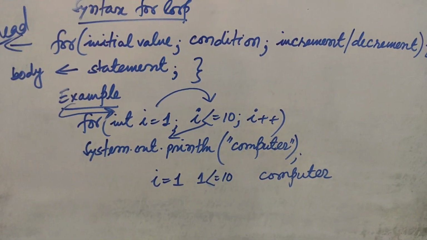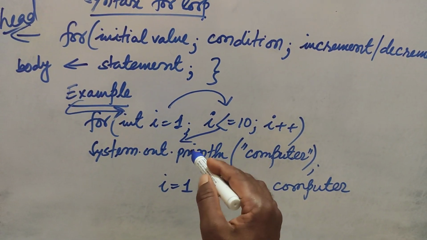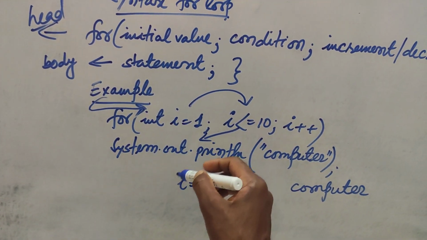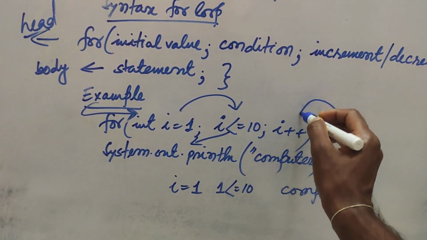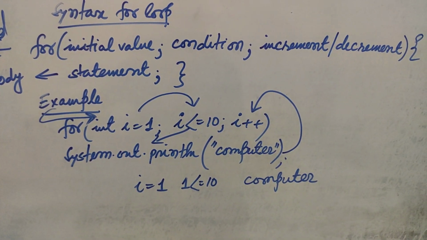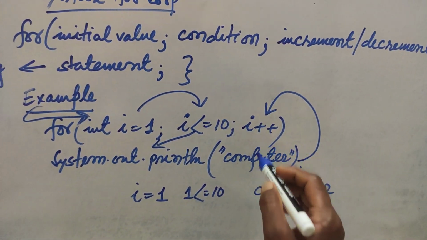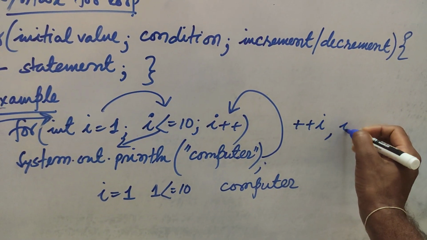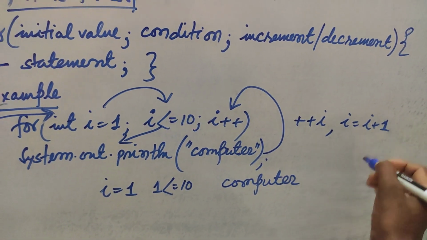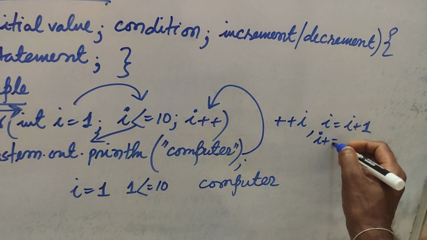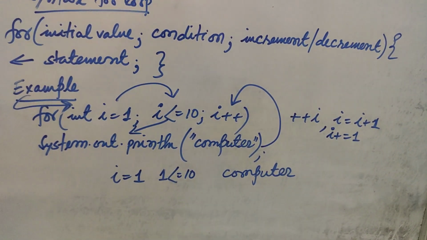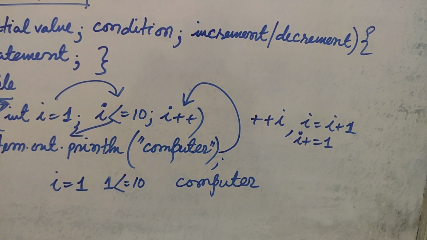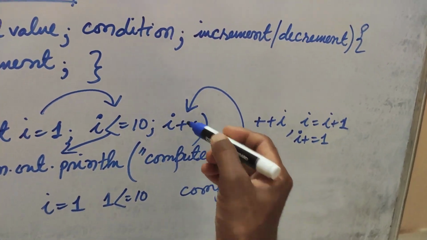Then the working enters the body, and that way the computer cannot go further. Then the working comes back here to the increment or decrement operator. Here we are writing I plus plus. We can write plus plus I, same. We can write I equal to I plus 1. We can write I plus equal to 1. Any one you can write.